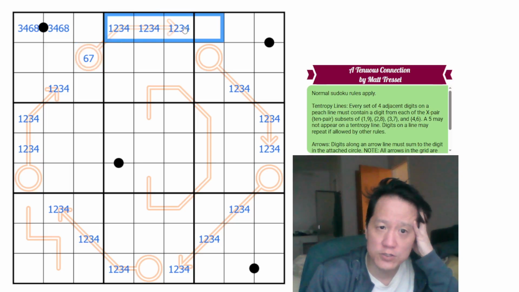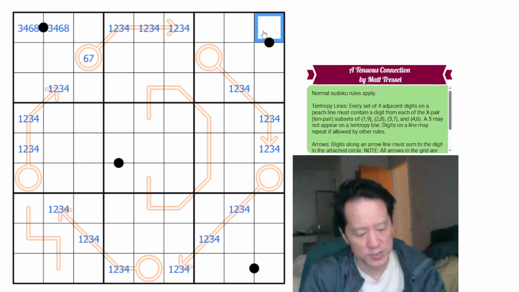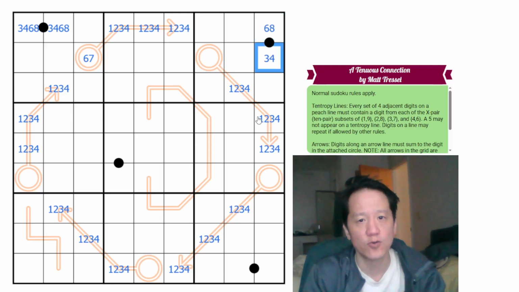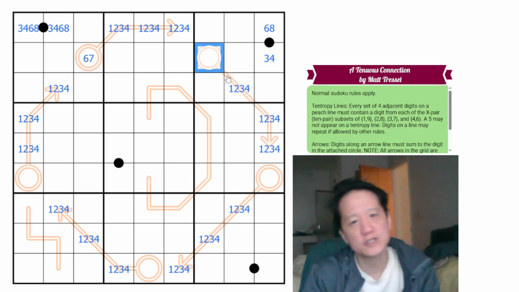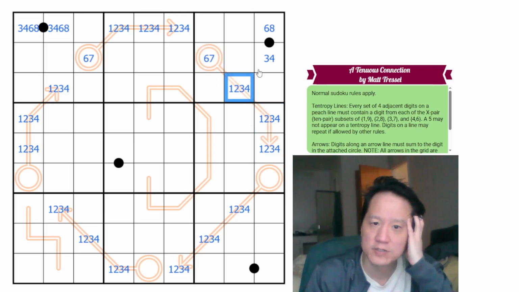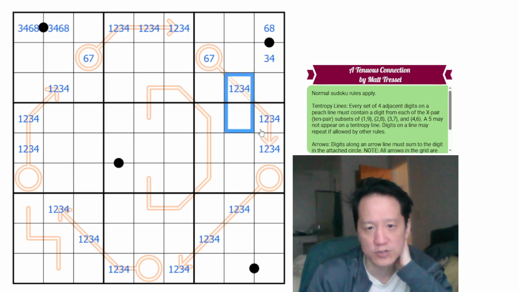If this is 1, 2, 3, okay, so this cannot be 1, 2, 3, 4. So this has to be 6 or 8, which means this is 3 or 4. And therefore, this also must be 1, 2 with 3 or 4. So this has to be 6 or 7 adding up, right? Because it cannot have 2, 3, 4 because that would eliminate all possibilities there. It cannot be 1, 3, 4 because it eliminates all possibilities there. Therefore, this is also 1 or 2.